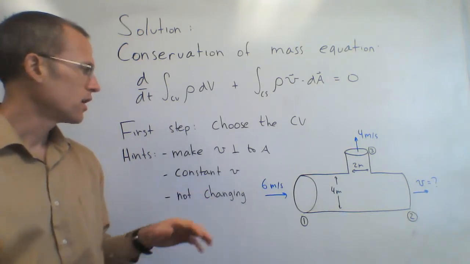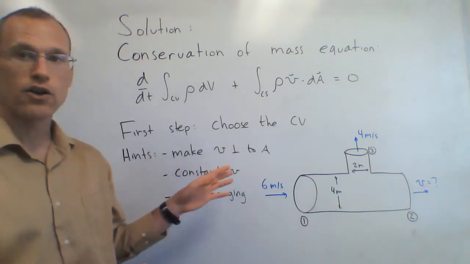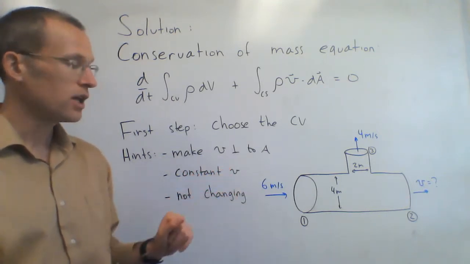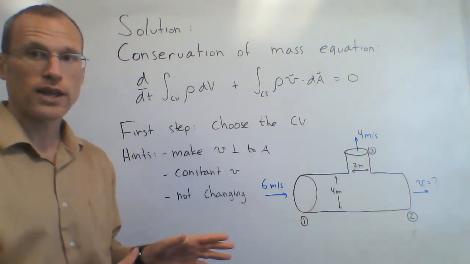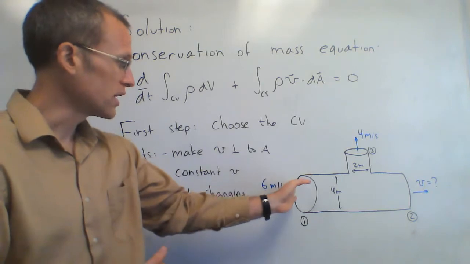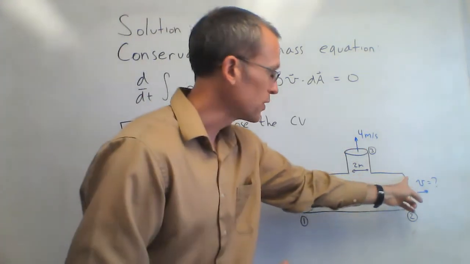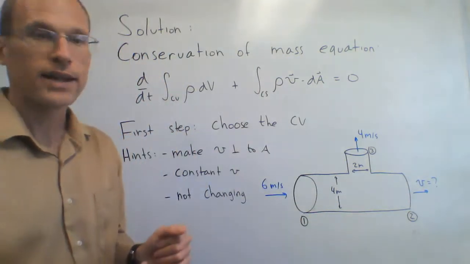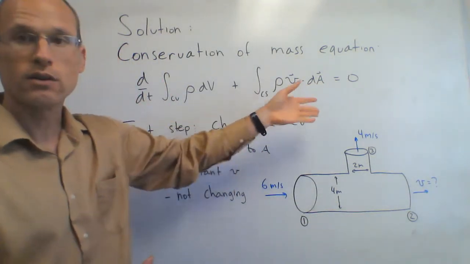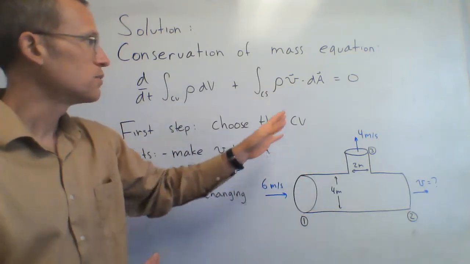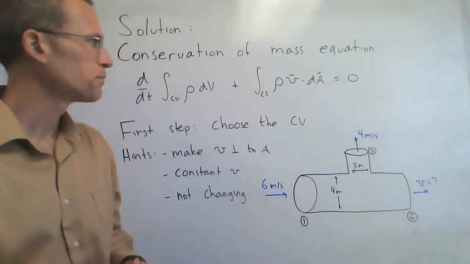First hint, anytime you pick the control volume, make the velocity perpendicular to area. So anytime a velocity comes in, or out, you want to make your control surface perpendicular to that. So I'm going to make one perpendicular right down here to that velocity, perpendicular over there to that velocity, perpendicular down there to that velocity. That gets rid of the cosine, since any vector dot product has the cosine of the angle between them. This means the angle between them is 0, so that is just v times the area.